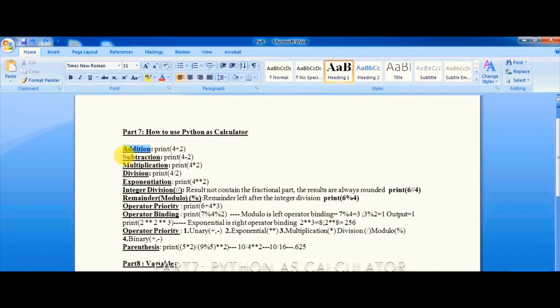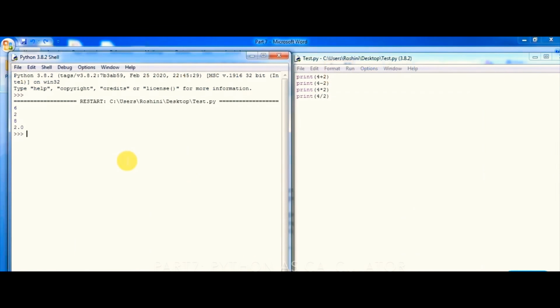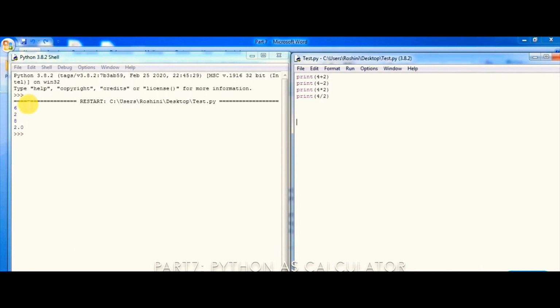The arithmetical operators addition and subtraction are fully in line with mathematical standards. An asterisk sign is a multiplication operator and a slash sign is a division operator. Let's check the output of addition, subtraction, multiplication and division of the given codes.